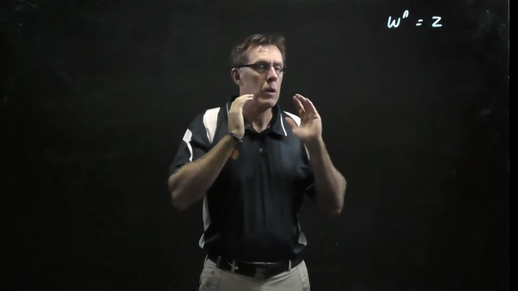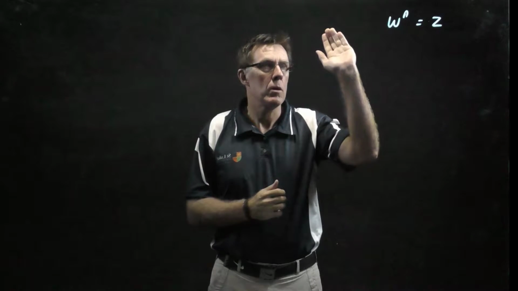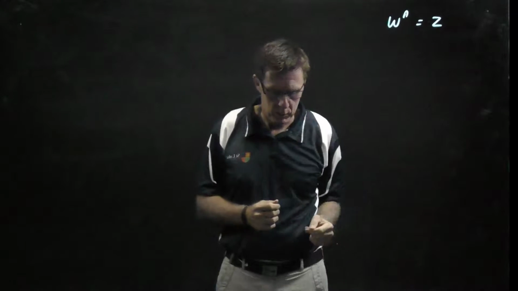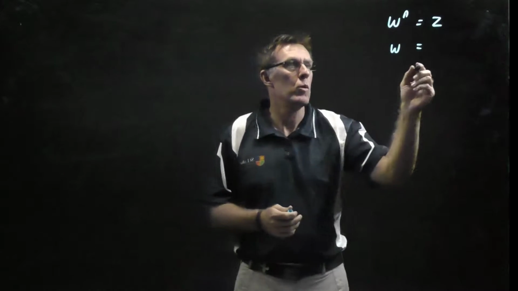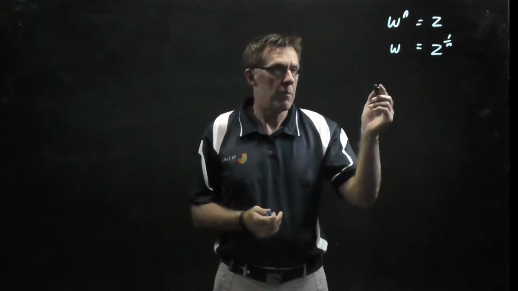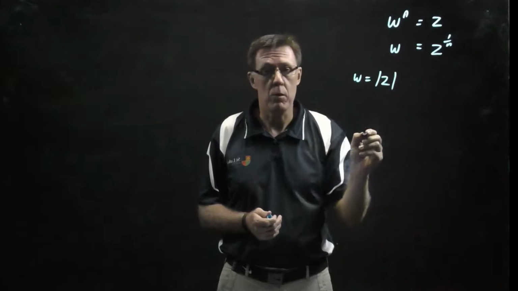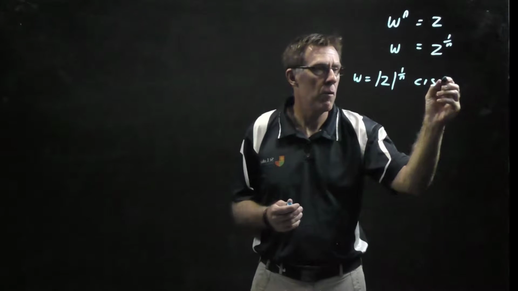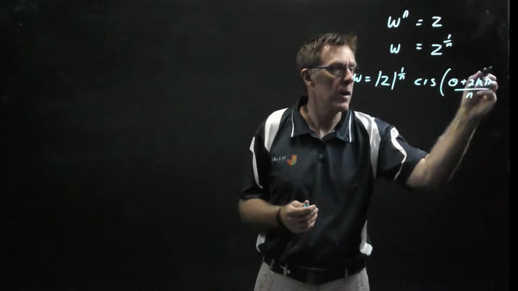Now, we're going to do the roots of complex numbers using De Moivre's theorem. So w and z are both complex numbers, where w to the power of n is equal to the complex number z. So w will be z, taking the nth root of z. By De Moivre's theorem, w can be worked out as the absolute value of z, take the nth root of that, and then cis of theta plus 2k pi all over n.